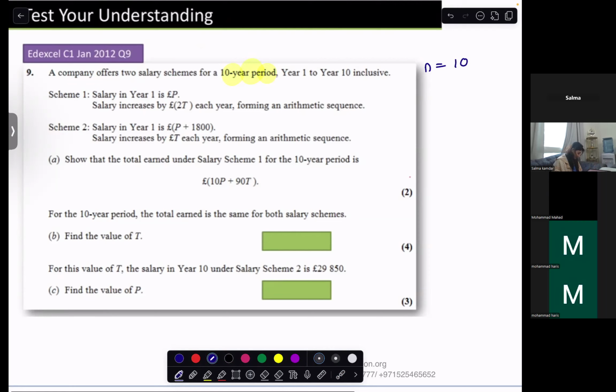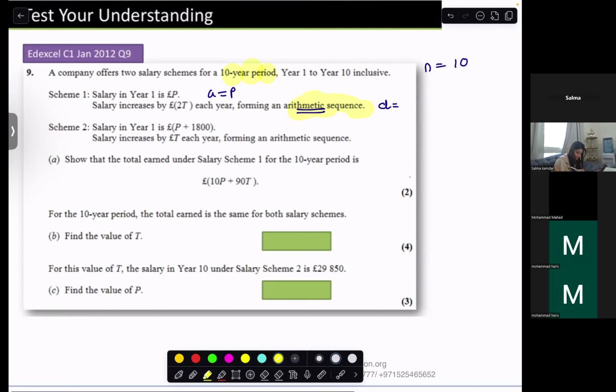Scheme 1: salary in year 1 is P, which is going to be our A, and the salary increases by 2t each year, forming an arithmetic sequence. So 2t is going to be our D. Okay, and now they have clearly told us that this is related to AP, GP.